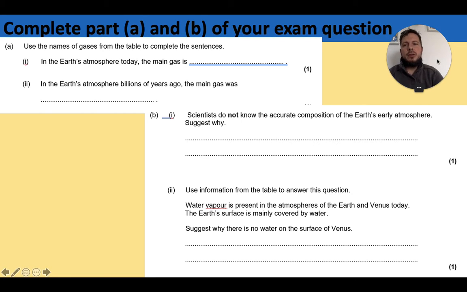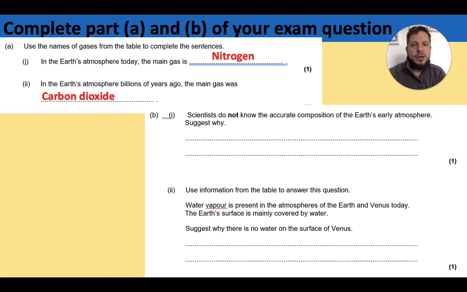Okay, so part A. Use the names of gases in the table to complete the sentences. In the Earth's atmosphere today, the main gas is nitrogen. And then in the Earth's atmosphere billions of years ago, the main gas was carbon dioxide. Scientists do not know the accurate composition of the Earth's early atmosphere. Suggest why? Well, scientists don't know it because humans had not evolved then, and it was a very, very long time ago.